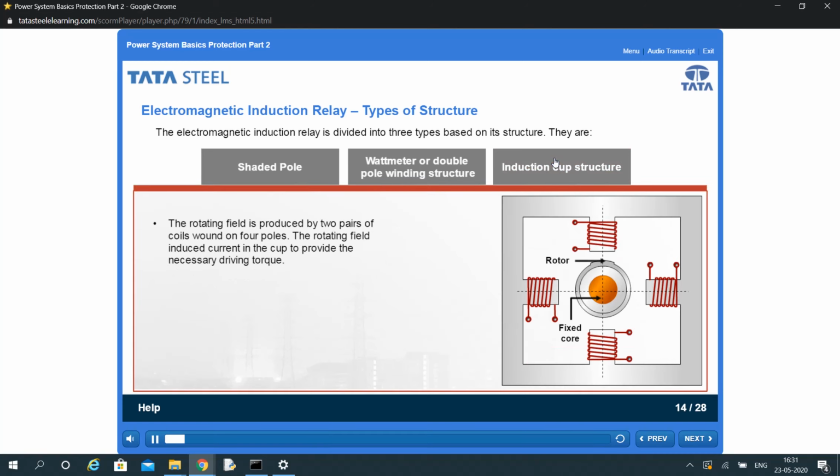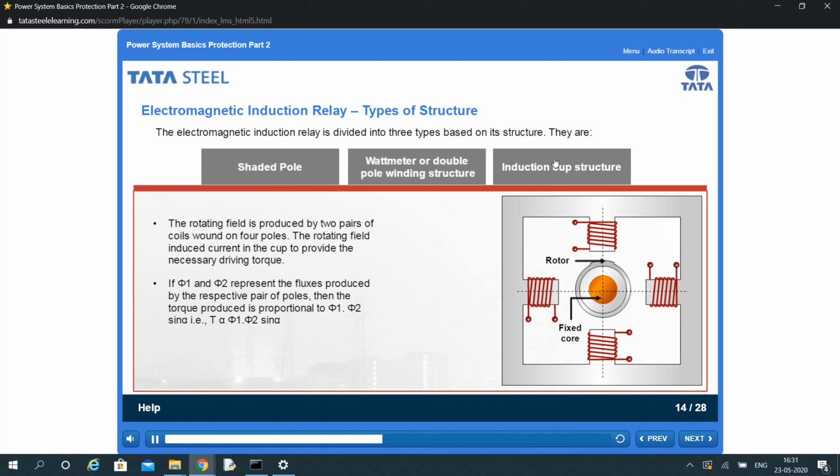The rotating field is produced by two pairs of coils wound on four poles. The rotating field induced current in the cup provides the necessary driving torque. If phi 1 and phi 2 represent the fluxes produced by the respective pairs of poles, then the torque produced is proportional to phi 1 into phi 2 sine alpha. That is, T is proportional to phi 1 phi 2 sine alpha.